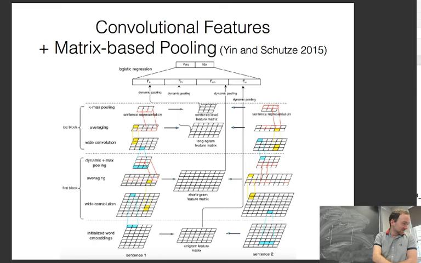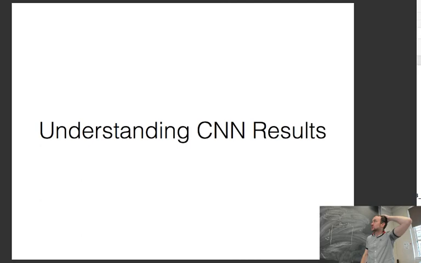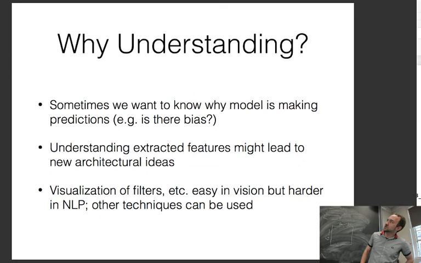Okay. So the final thing, I think this is really, really interesting. Often we want to understand why a CNN, or a neural network in general, made a choice about something. And why would we want to do this? Sometimes we want to know why a model is making predictions. Is there a bias of some sort in the model? I talked about this a little bit earlier. Sometimes we might want to debias things so we aren't making predictions based on gender stereotypes or something like this.